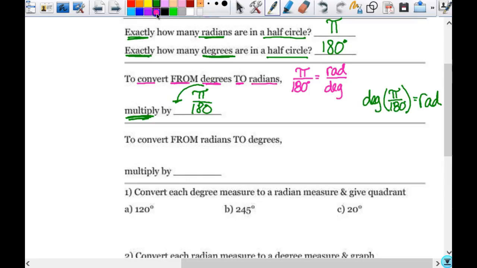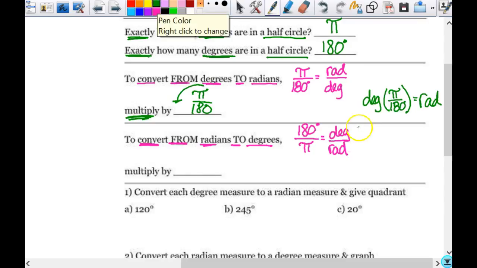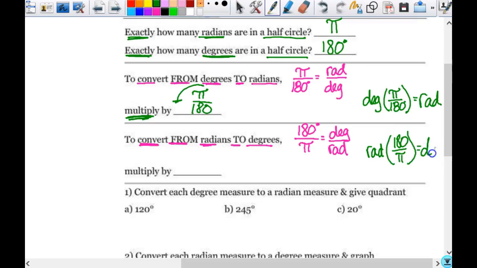If I want to convert from radians to degrees, I think about it this way: for every 180 degrees, there are pi radians. So that's degrees over radians. Well, if I'm looking for degrees, to get degrees by itself, I can multiply both sides by radians. So the radians times 180 over pi, that leaves me with degrees. So I take the radians that I have and I multiply by, my pen's being weird, 180 over pi.